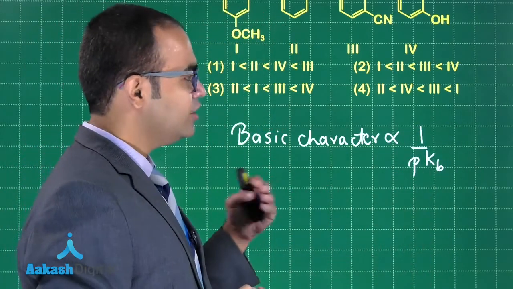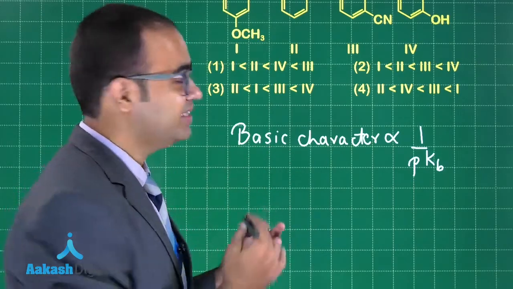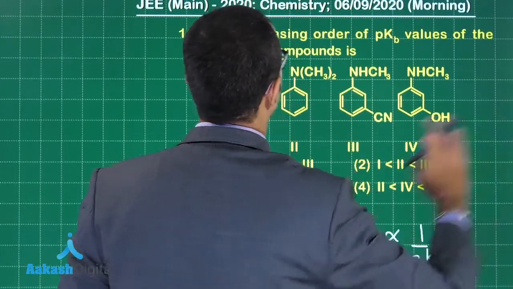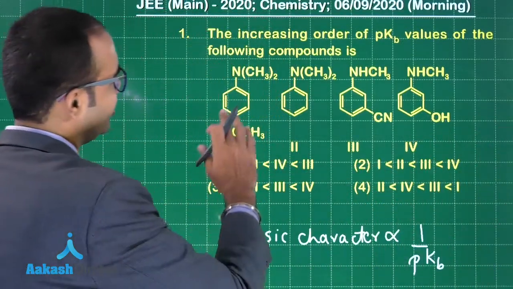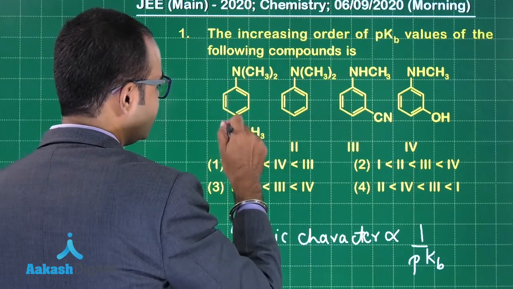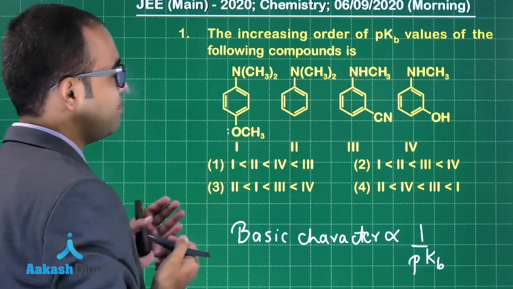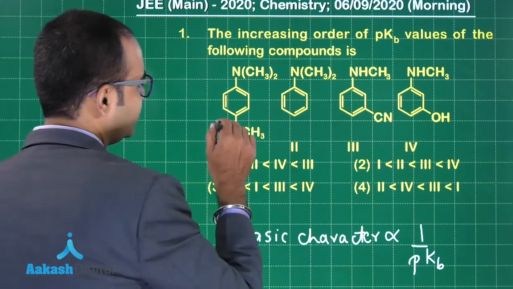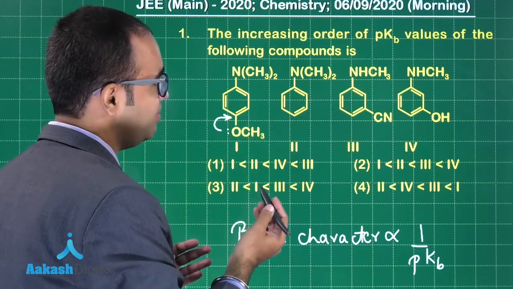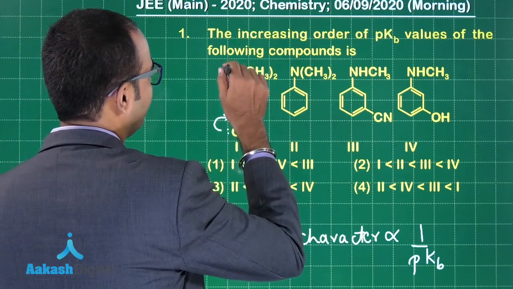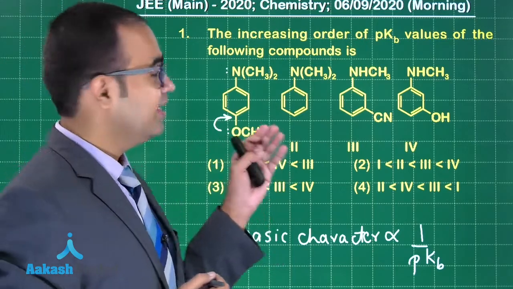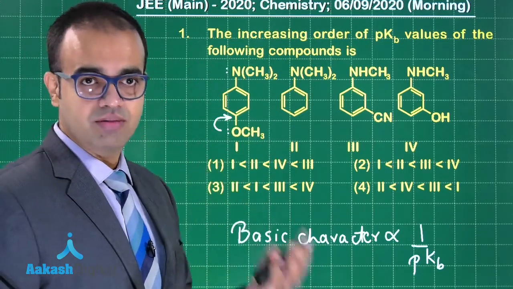So let us find out the most basic out of all. So the first one is a tertiary amine with a OCH3 group at the para position. So OCH3 group will have a plus M effect. So if it has a plus M effect, it will increase the electron density on nitrogen. And what will happen? This nitrogen will become most basic.